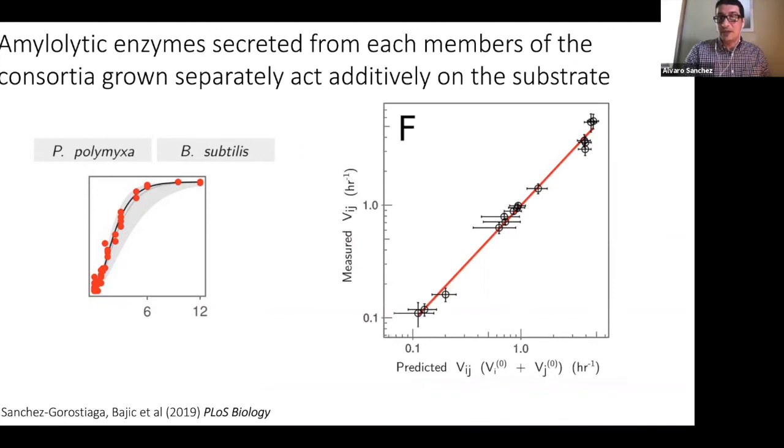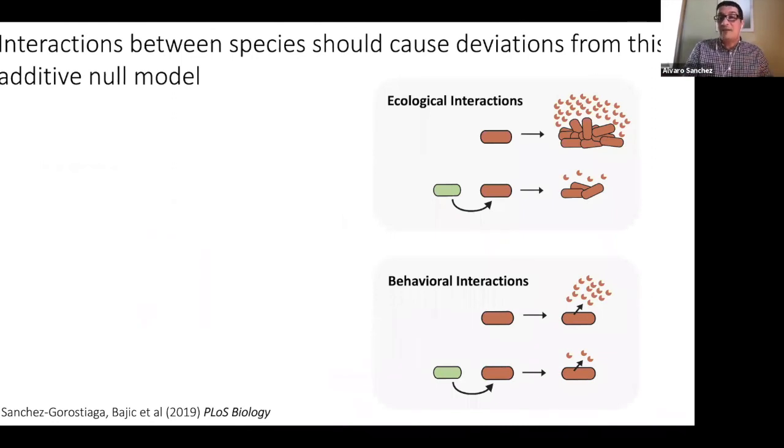So what you can see in this case is a situation where they're actually quite additive, right? This, by the way, is not polymix, so that's a mistake. We actually did it for our collection of isolates, and we showed that when you just mix the enzymes together, the kinetic rate of degradation by the cocktail of enzymes is very, very well predicted by the sum of the degradation rates from each. So this is really an additive function, naturally additive as predicted from biochemical kinetics. But you could have various kinds of interactions that could cause deviations from that null model, right?